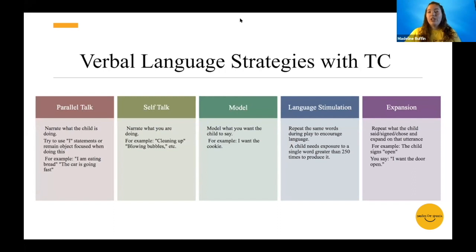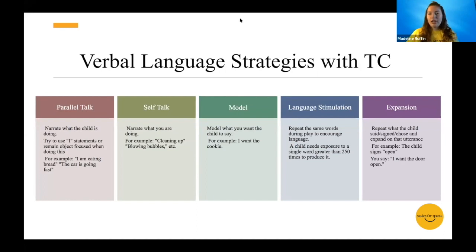Another strategy we can do is what's called self-talk. So I would narrate what I'm doing. For example, I would say blowing bubbles or cleaning up or playing with the ball. So I would narrate what I'm doing and what the child's doing.